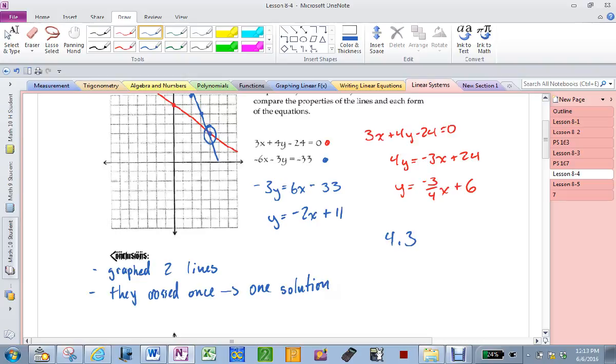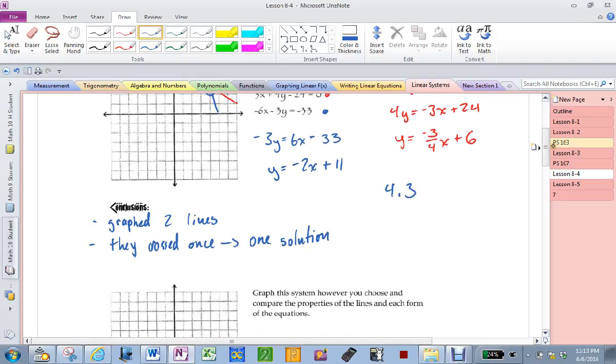Okay. Now, when you did the graphing, what was it that allowed us to know that there would only be one solution? Why did you know they were going to cross? Because they didn't have the same slope. So, if slopes differ, then there's going to be one solution.